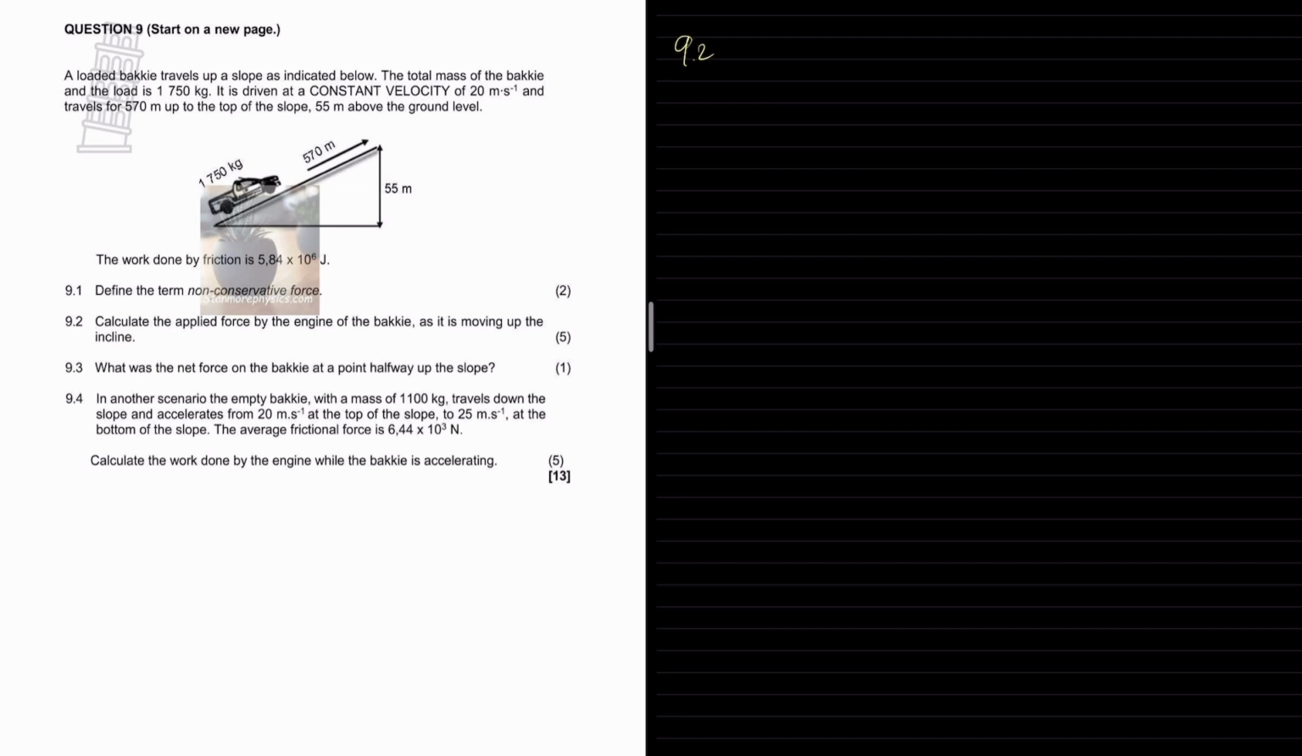Question 9.2. Calculate the applied force by the engine of the bucky as it is moving up the incline. I'm going to draw a free body diagram. So I'm going to have FG parallel here, friction. This is the force applied, which is the force of the engine.